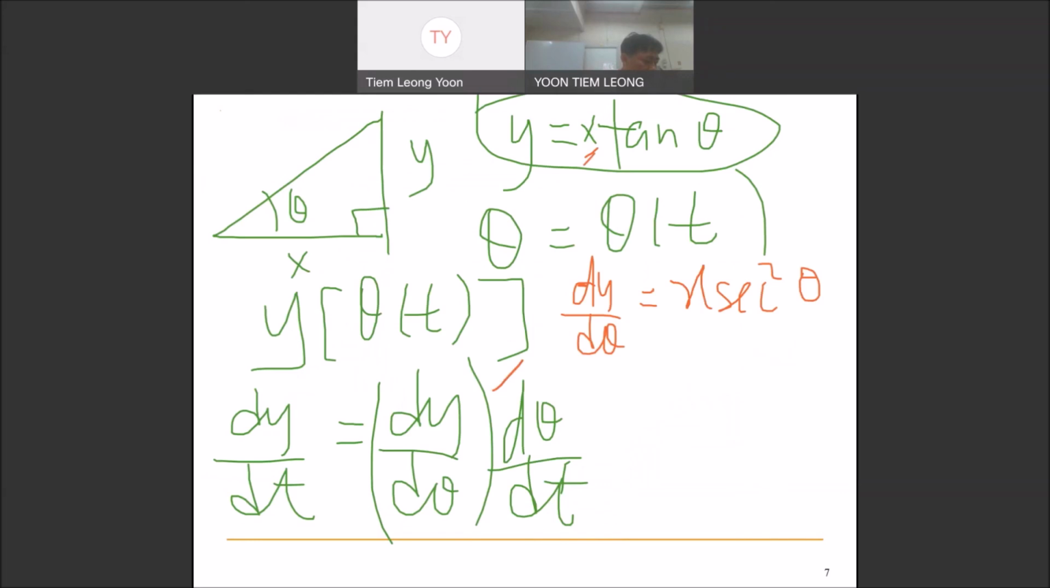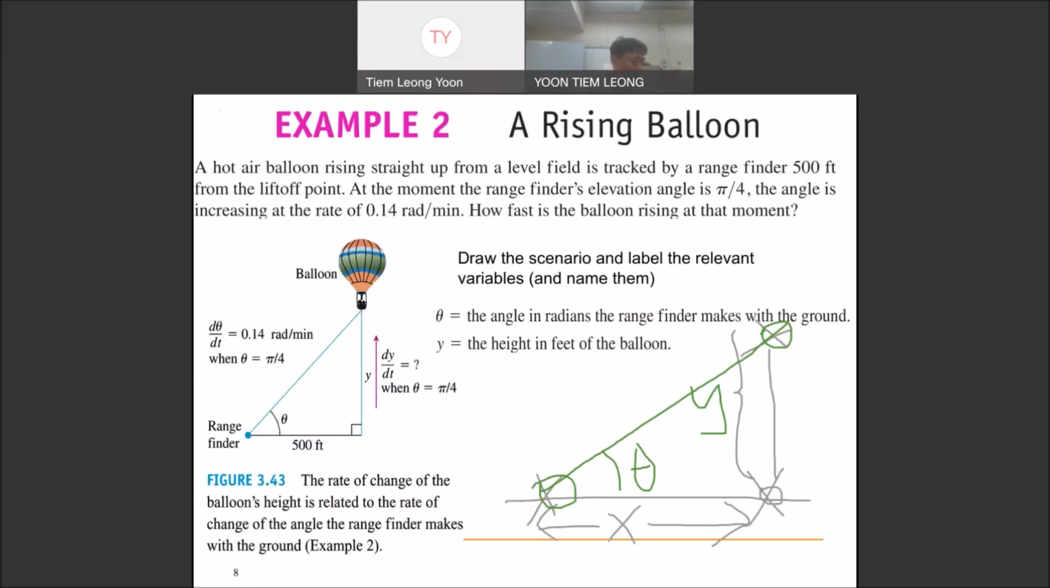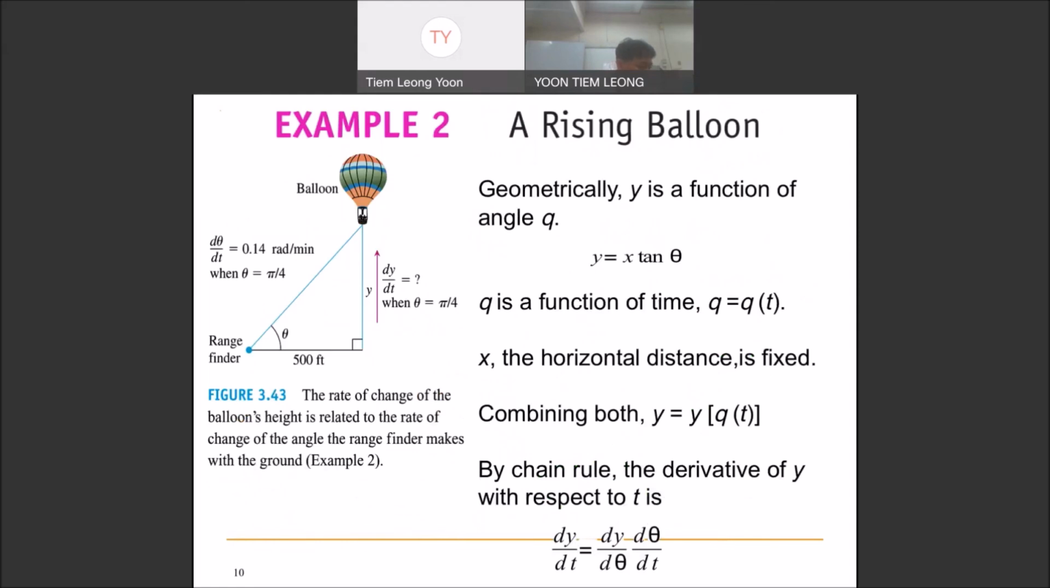So dy/d theta is x secant squared theta, and d theta/dt is just the rate of change of the angle at a certain value. So you just put in the number, right? When theta is equal to pi over 4, it is said that at this angle, d theta/dt is 0.14. Right? So here we know what this is and we know what this is. Then you just slot in the values, and you get the answer quite straightforwardly.